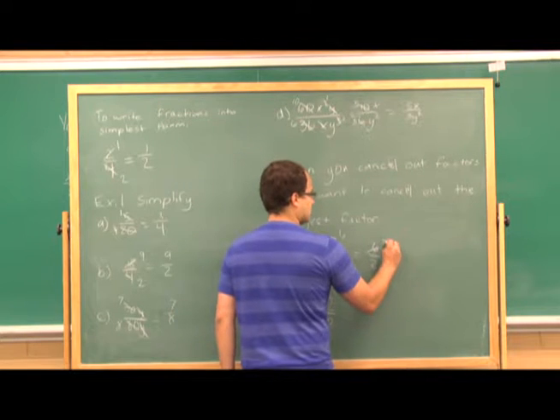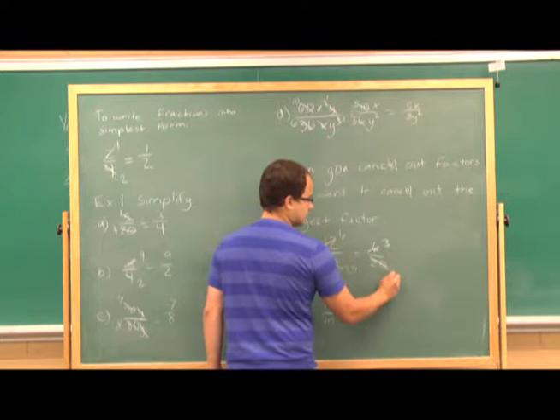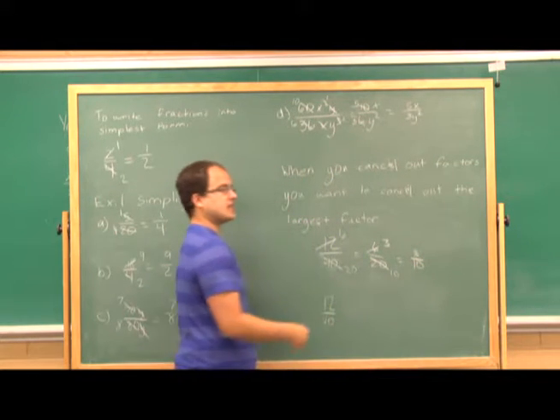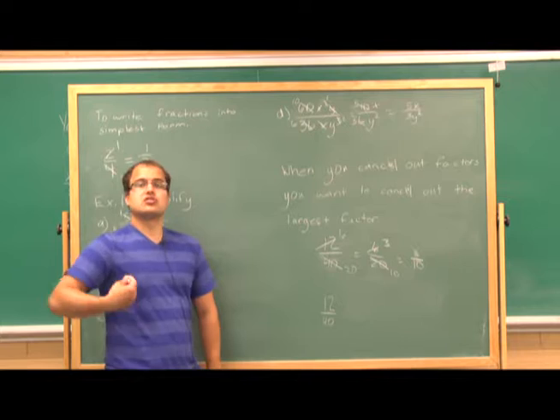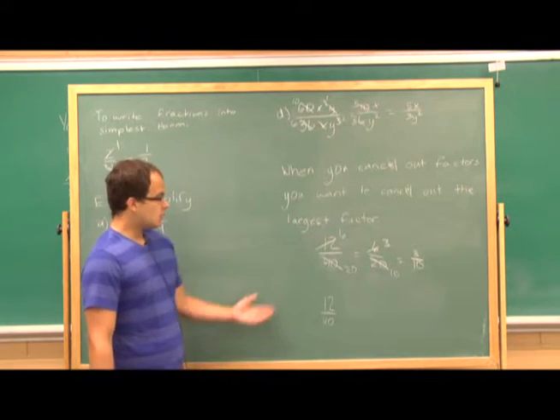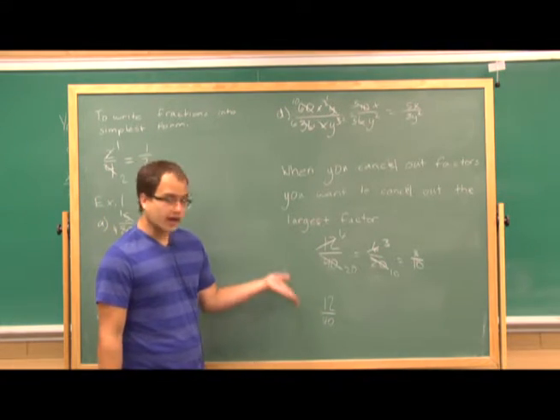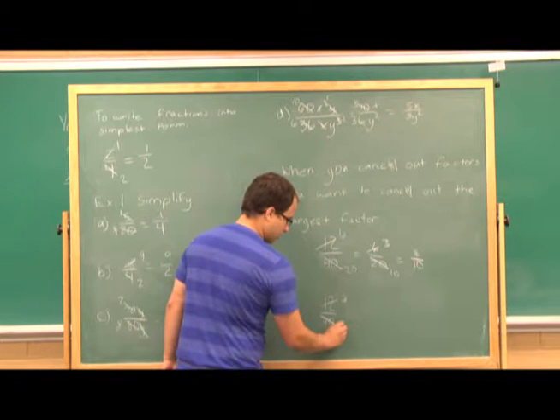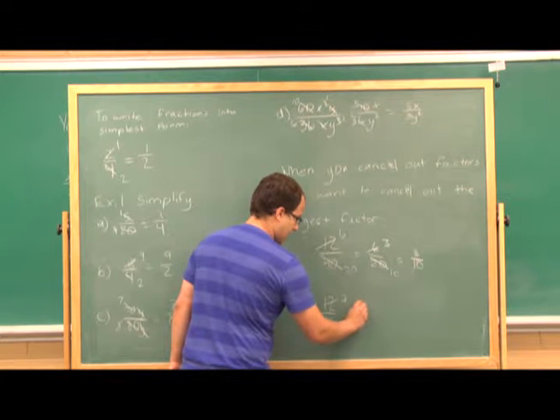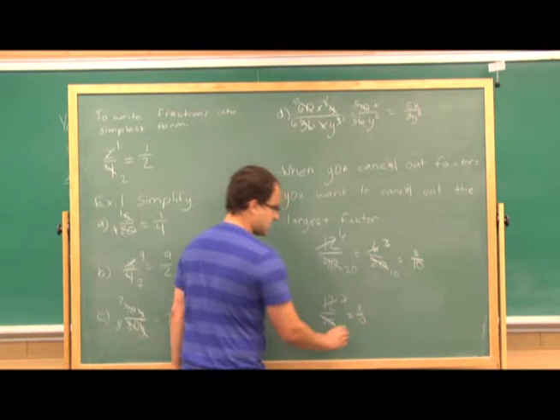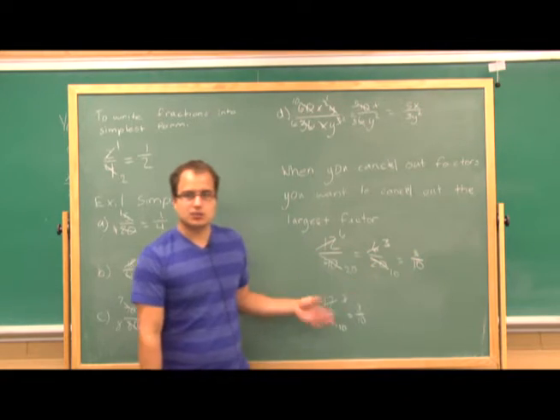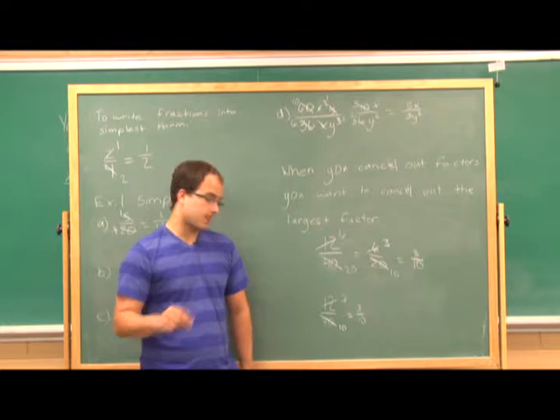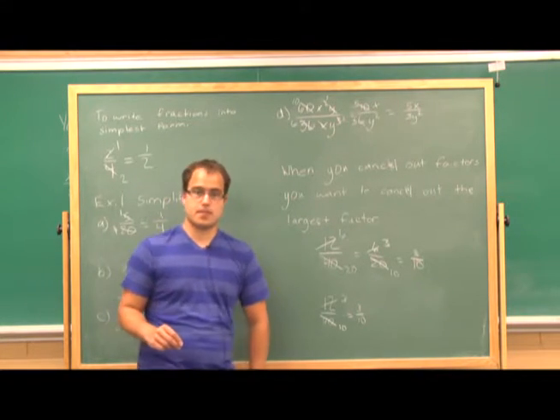Now I see 2 goes into both of them again. 2 goes into 6 3 times. 2 goes into 20 10 times. So now I'm down to 3/10, and 3 and 10 do not have any common factors, so that's my simplest form. Well, if I would have started out with 4 instead of 2, 4 goes into 12 3 times, 4 goes into 40 10 times. So now I have 3/10. You get the same answer, but a little less work. So always try to cancel out the largest factor.